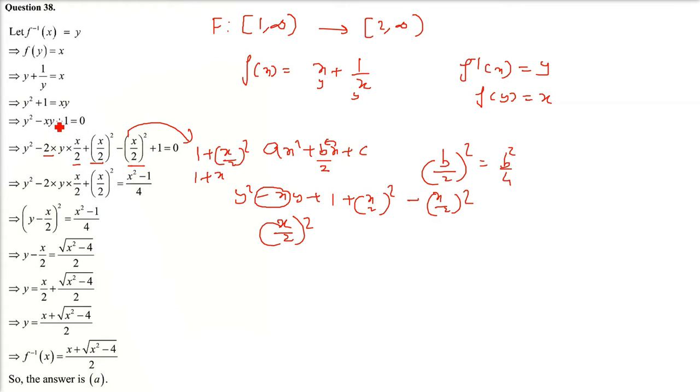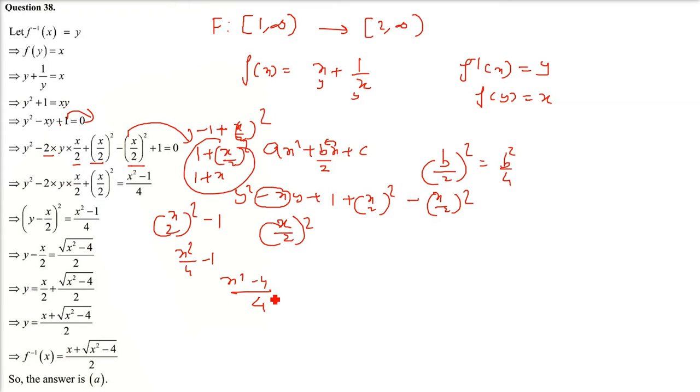So this will be negative 1 plus x by 2 whole square, which is negative 1 plus x square by 4. So what do you get? Negative 1, and then we have plus x square by 4. So this is x square by 4 minus 1 actually. So x square by 4 minus 1. So you're going to get x square minus 4 by 4. Okay. So this is x square minus 4 by 4.